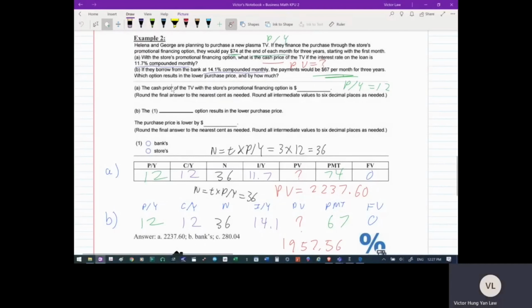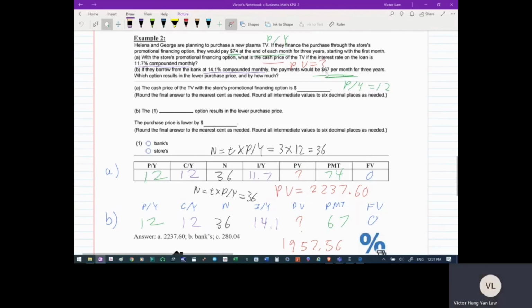Part B, what we're looking for is that if they borrow the money from the bank at 14.1% compounded monthly, the payment would be $67 per month for 3 years. And we're looking for which option is better and by how much. So for part B, we have to create a line of boxes as well. And we're given that we have 14.1% compounded monthly, so CY is 12, and IY is the nominal interest rate, that's 14.1.